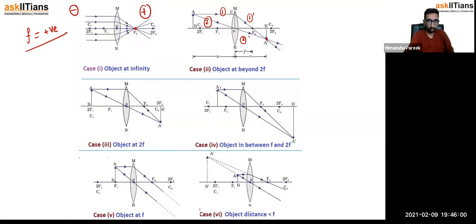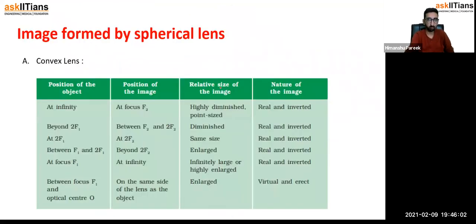So now let us compare the same thing with the table here. So when the object is at infinity, the image is at focus, highly diminished, point sized image, and real image, and inverted it was. When the object is beyond 2f, it is between f and 2f on the other side. Just like try to compare it.